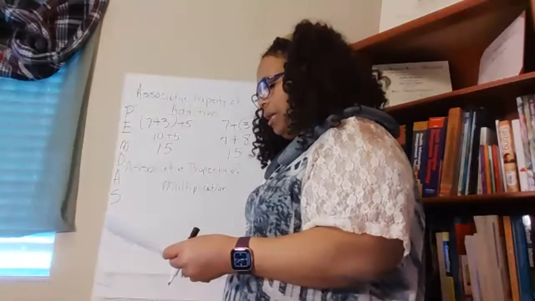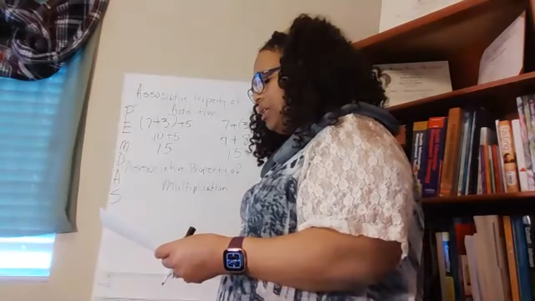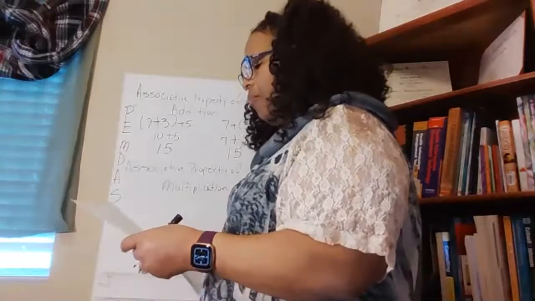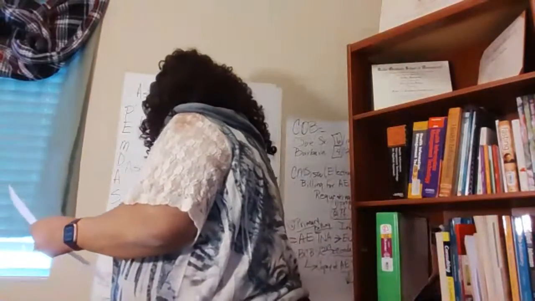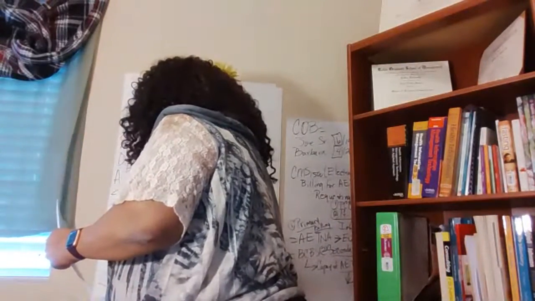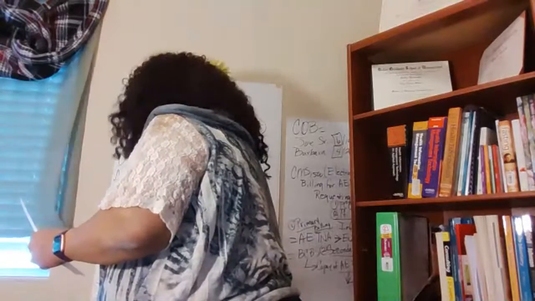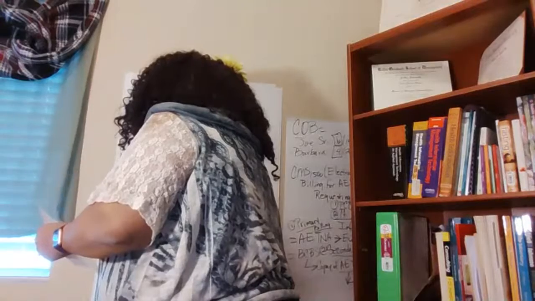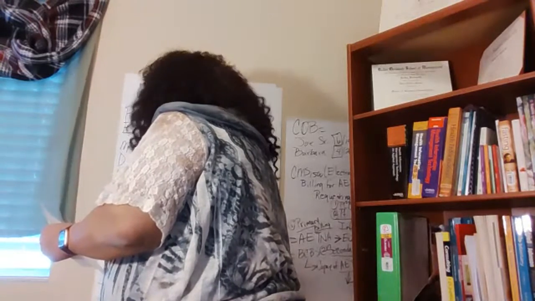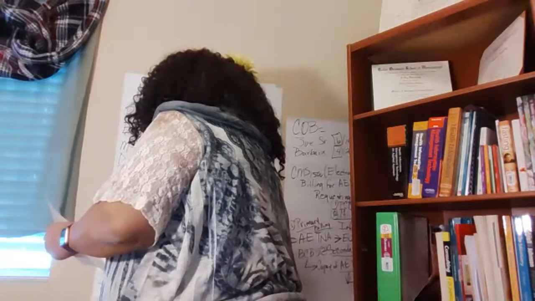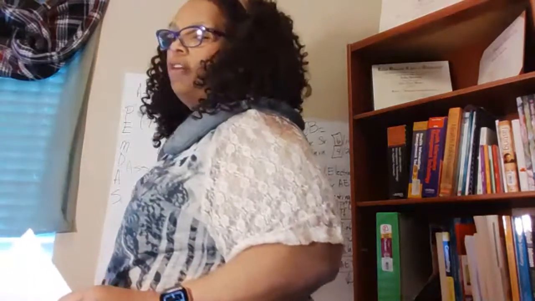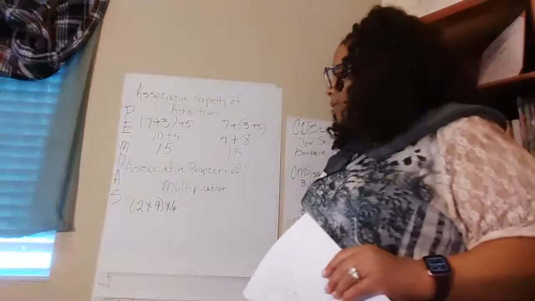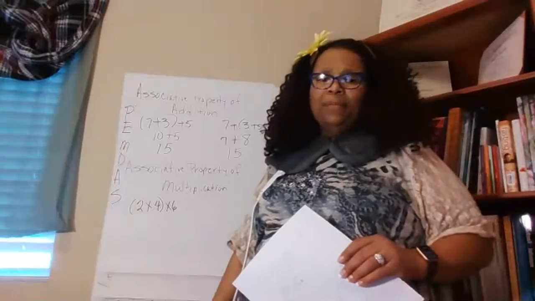All right. So let's look at the commutative property. I'm sorry. Associative property of multiplication. All right. So let's write with me. Parentheses 2 times 4 parentheses times 6. That should be to the left of your paper. 2 times 4 times 6.